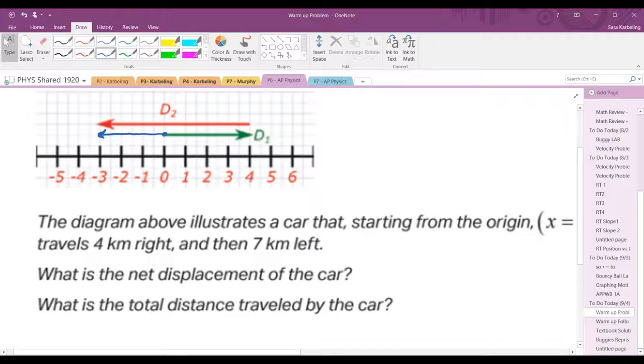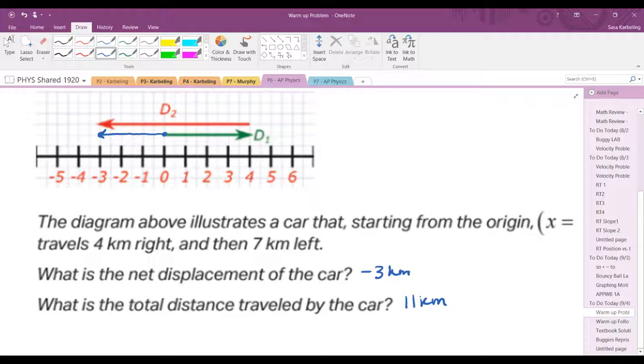And then what is the total distance traveled by the car? What'd you say? 11. I'm sorry, I totally cut you off. 11. Yeah. 11 kilometers, do we agree? Where did that number come from? 7 plus 4. Easy peasy?